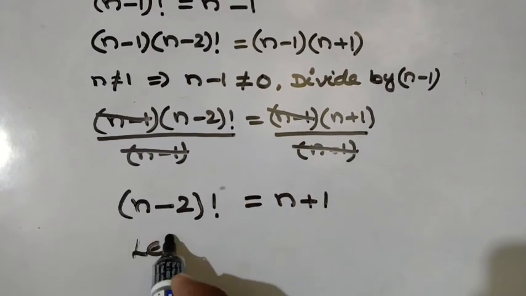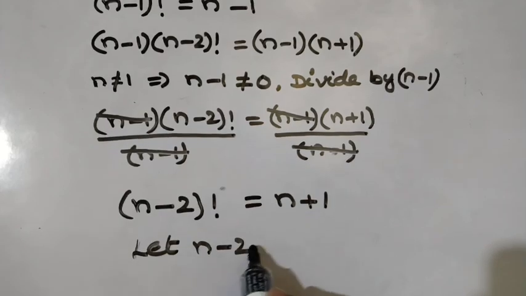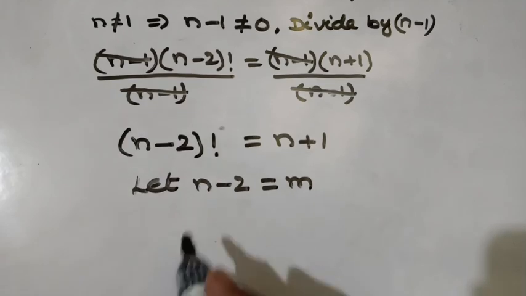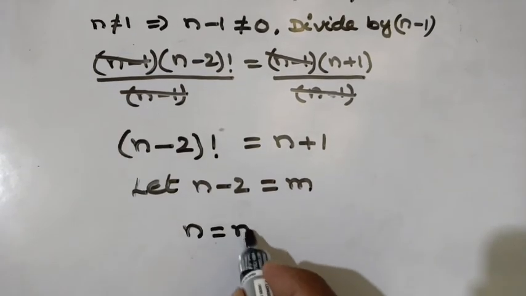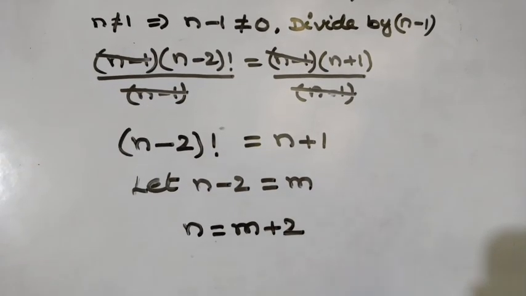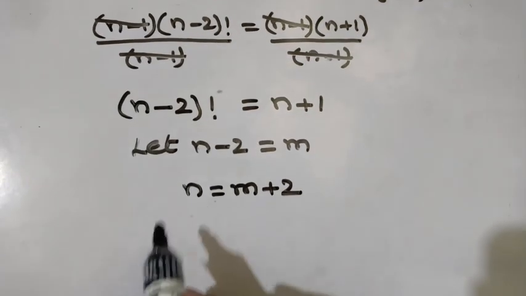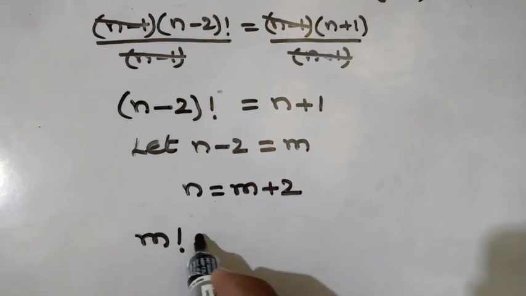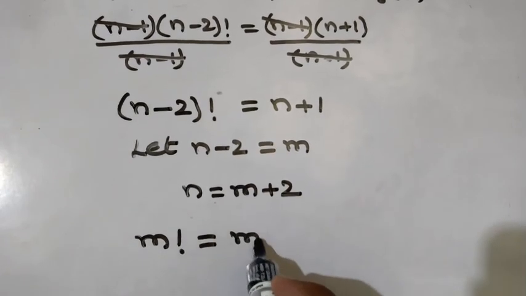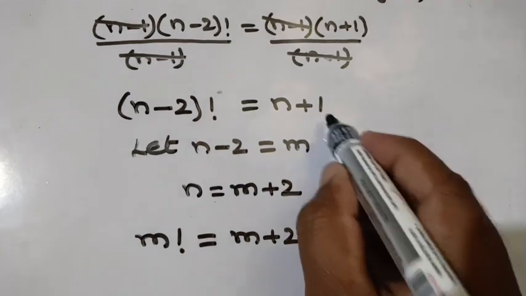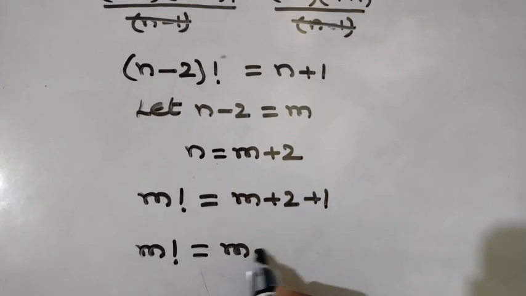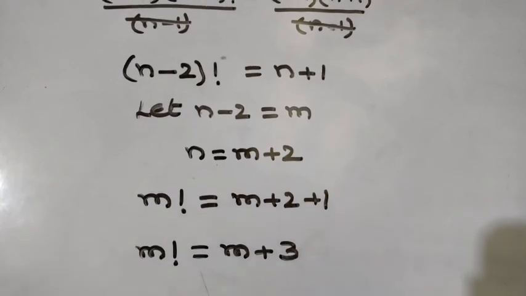Now let n − 2 be equal to m. Then n is equal to m + 2. So now n − 2 is m, and this becomes m! = (m + 2) + 1. So the equation is m! = m + 3.